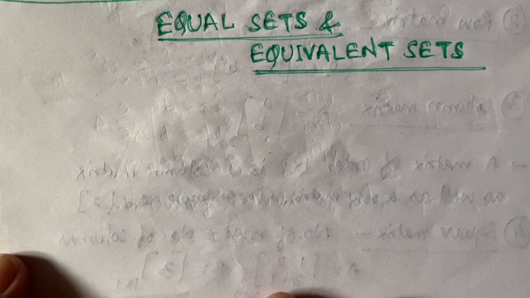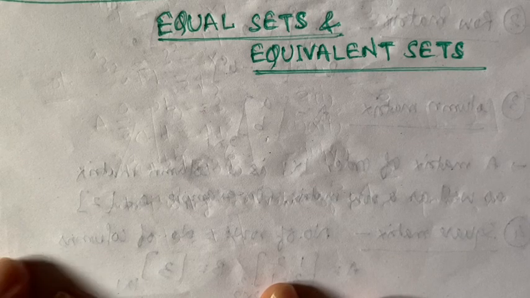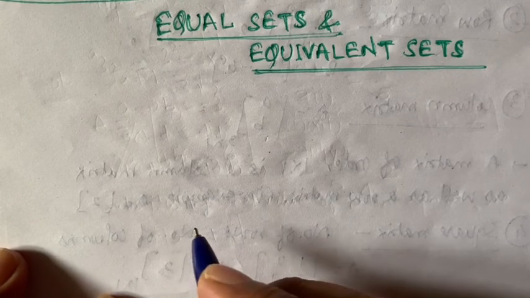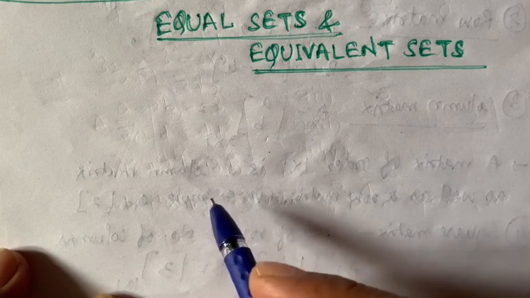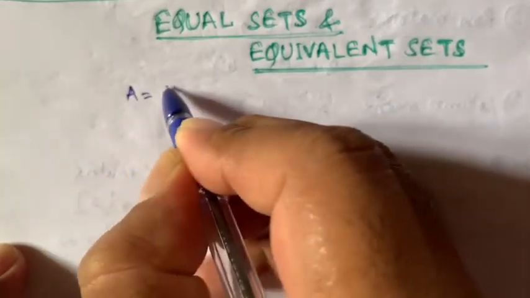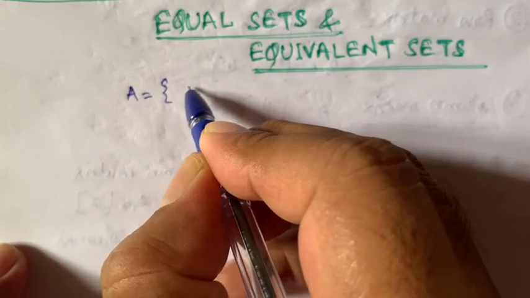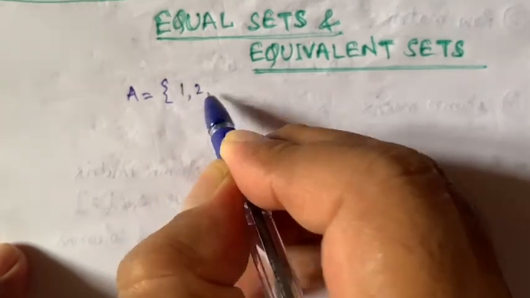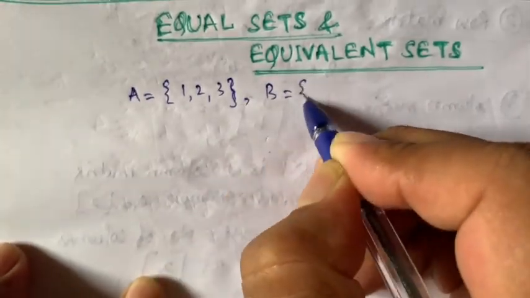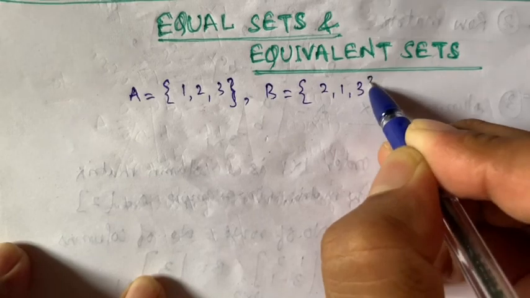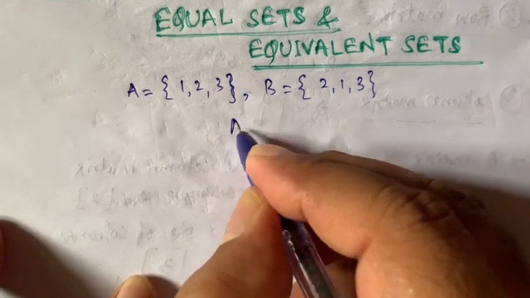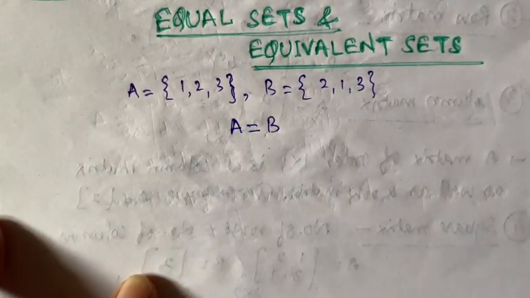Let us now take the next topic, that is equal sets and equivalent sets. Equal sets are defined as two sets having the same number of elements and exactly the same elements. Their orders can be different, but the same elements must be there. That means if we consider a set A which has 1, 2, 3 and B which has 2, 1, 3, then these two sets are equal and they will be denoted by A is equal to B.